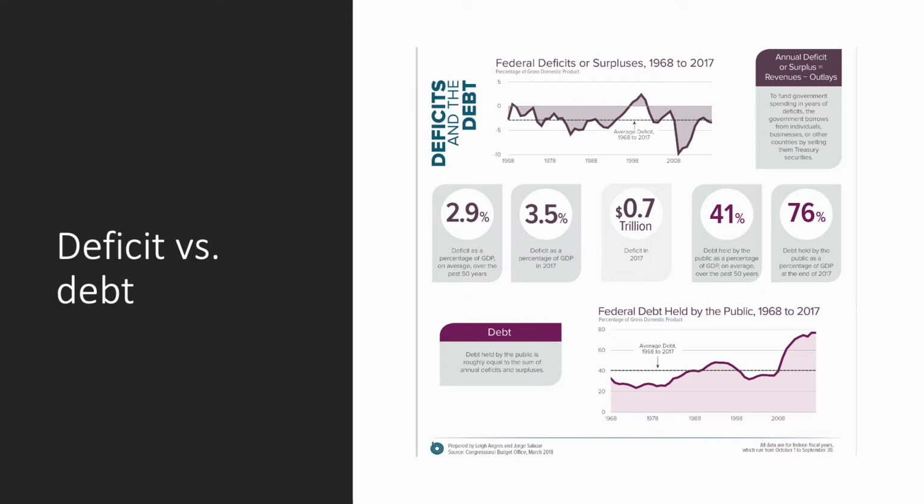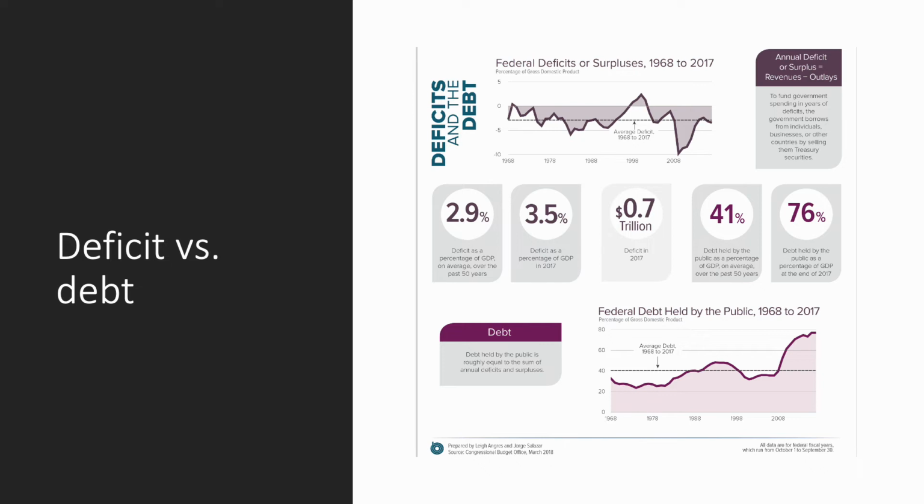Deficit refers to the budget of the federal government for one year. So if the government takes in less money than it spends in a given year, from October 1st to October 1st, if they spend more than they took in in that one year, that's called a budget deficit.